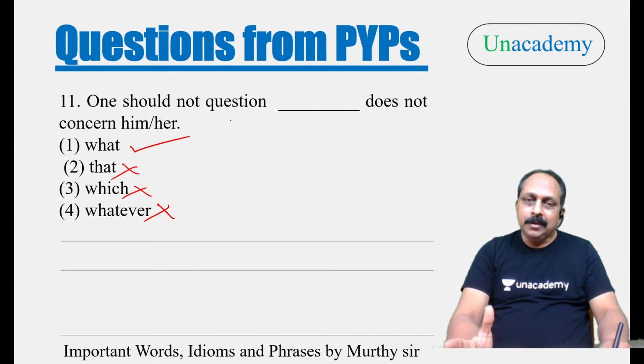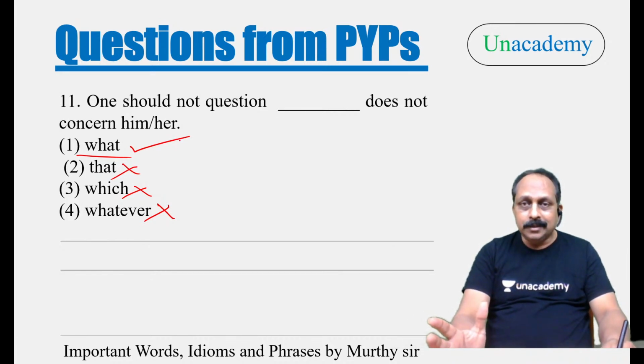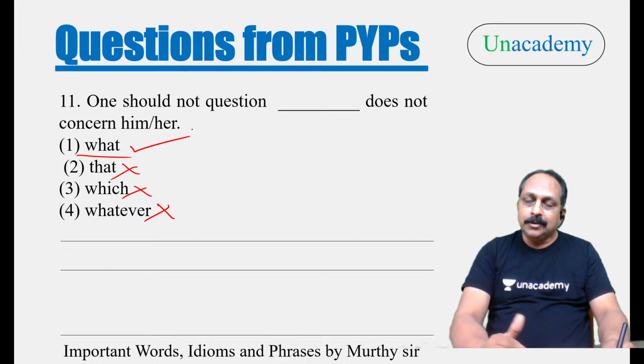One should not question what does not concern him. What should not think of what cannot be changed. This goes with everyday English. Don't think of something that is not important. That's a different pattern. One should not question what does not concern him. Answer is the first option.